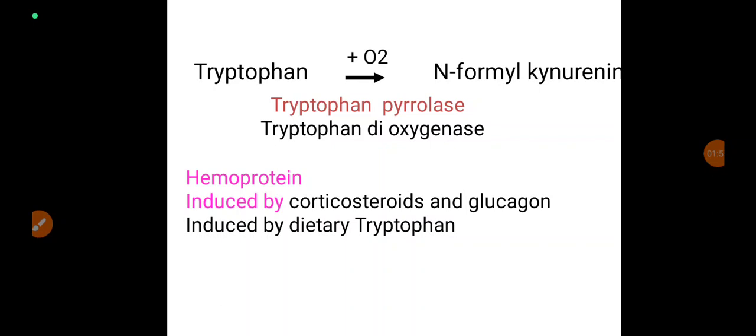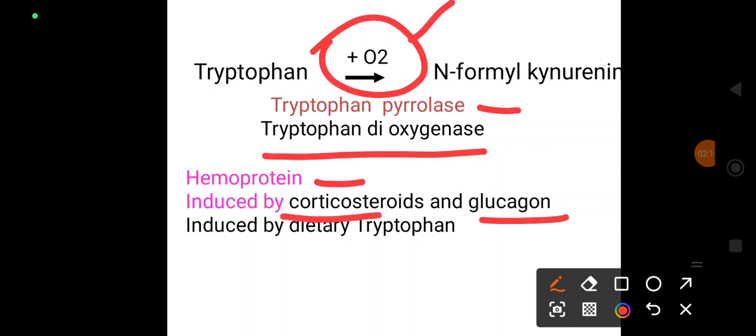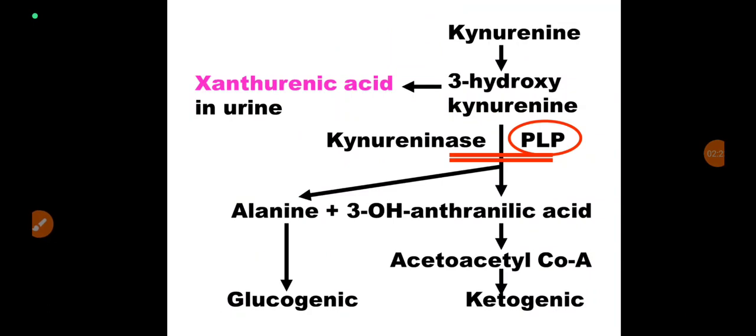So, tryptophan becomes N-formyl kynurenine in the presence of oxygen by the enzyme tryptophan pyrrolase. This tryptophan pyrrolase is a dioxygenase enzyme because it uses 2 atoms of oxygen. It is a hemoprotein. It is induced by corticosteroids, glucagon, and also by dietary tryptophan. So, from kynurenine we get 3-hydroxykynurenine. This gets converted into xanthurenic acid, which gets excreted in urine.